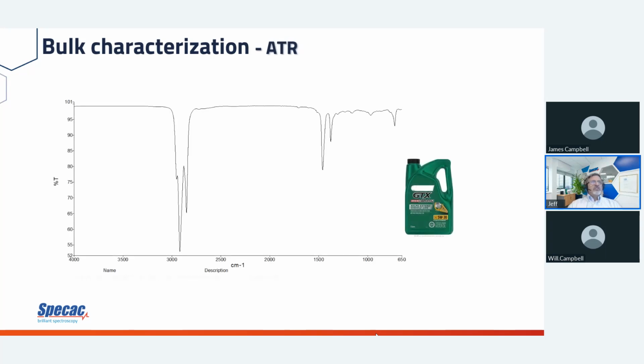But a bulk characterization: all I do is take some oil, some 5W30, place it on the ATR, hit the scan. Now, if I wanted to look at minor components, which are up in this area, I'd go to a different technique. That would be a transmission with bigger path lengths. You'll see something very similar coming up.